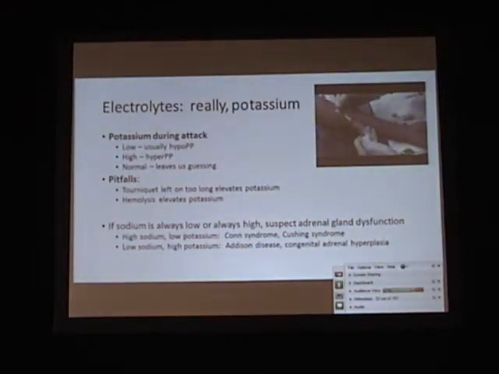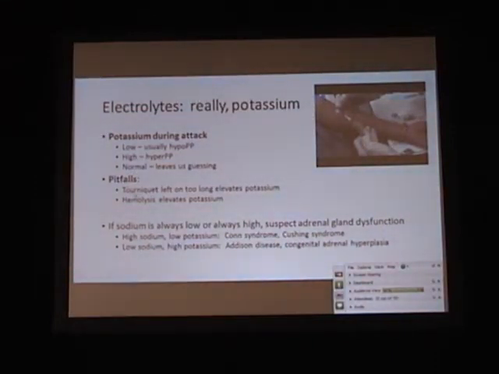Electrolytes, the most important test, I think. You measure potassium during an attack. Is it low? Usually you're dealing with hypokalemic periodic paralysis. If it's high, you're dealing with hyper PP. If it's normal, it leaves us guessing. And many times we're left guessing, right?